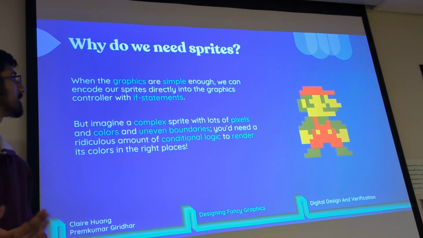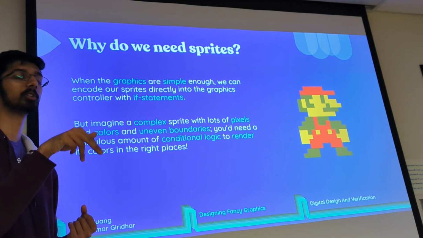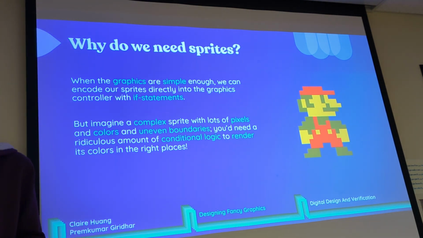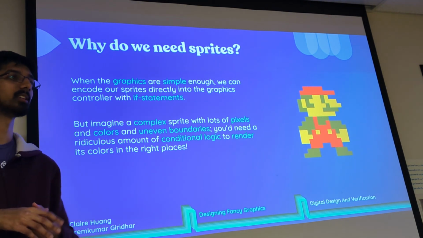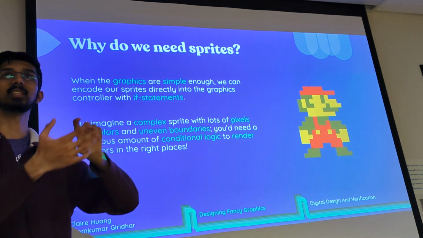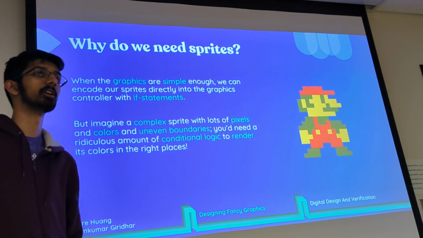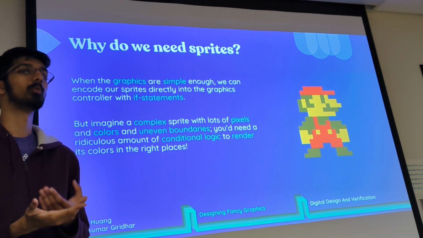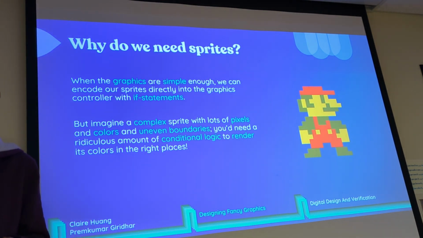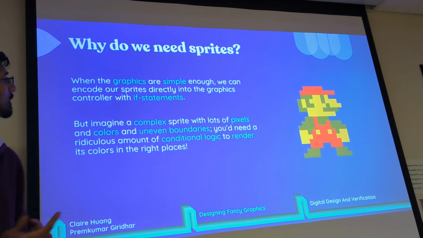When your graphics are simple enough, you can just hard code your sprite directly into a graphics module. You can write a combinational module that takes in an input coordinate and a sprite and just outputs a given color for that particular sprite. That's kind of weird and it'll get really messy really quickly. So what you should do instead is store the sprite in memory somewhere.